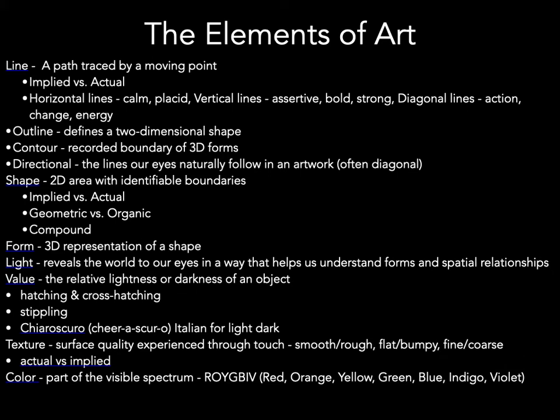The next type of line that we're going to look at is the difference between outline and contour. So outline defines the two-dimensional shape, and contour will record the 3D form. Both of these, again, notice they are a line definition. So we are recording the boundary of 3D forms through line.